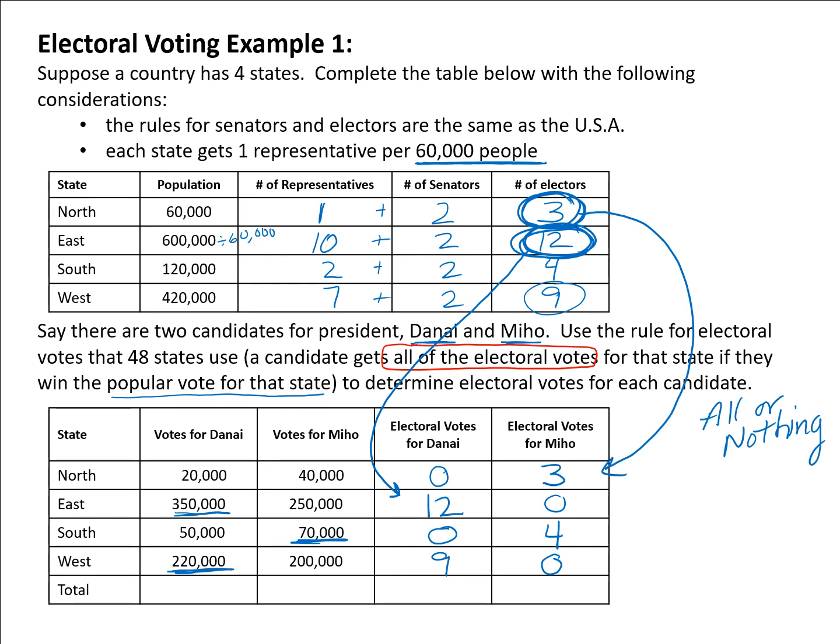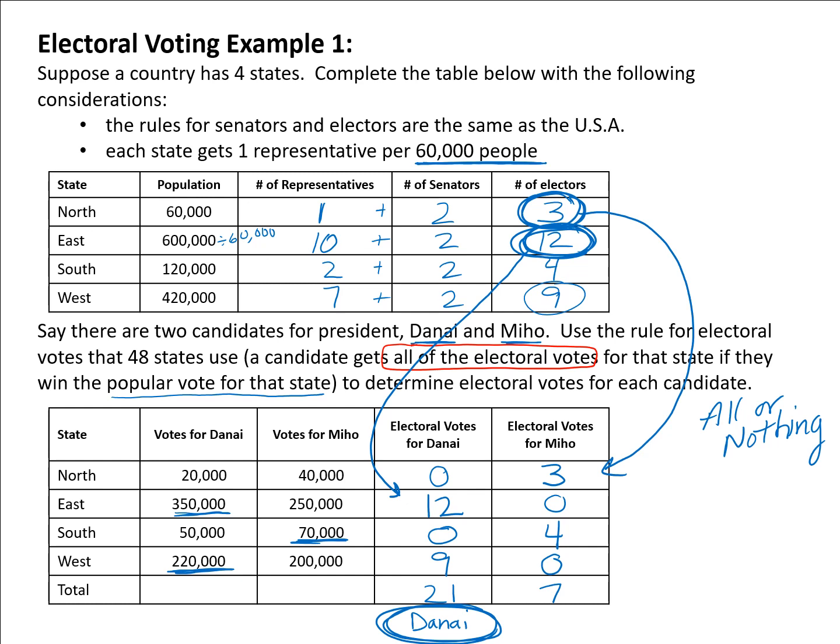So when it comes to who wins the presidency, we count up the electoral votes for Dene, which is 21 votes, and we count it up for Miho, which is 7. And what we see is that Dene has clearly won the election. Clearly, Dene has won the Electoral College election.